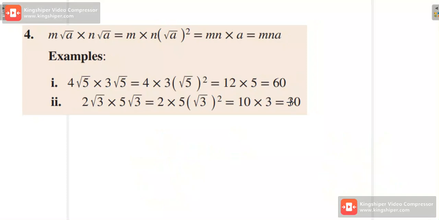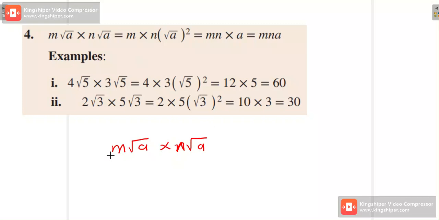Let's go to the next one. m root of a times n root of a. So here you have two different rational numbers. So we have m root of a times n root of, let's say, a.